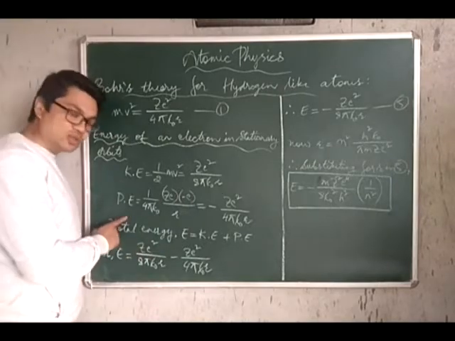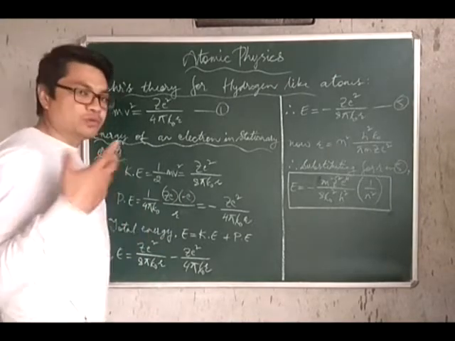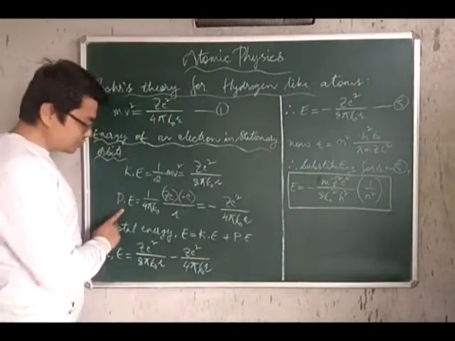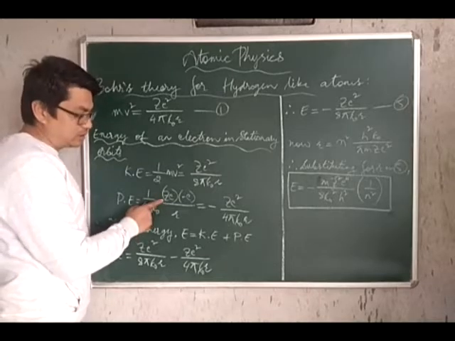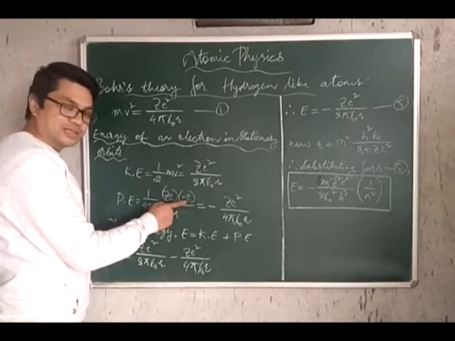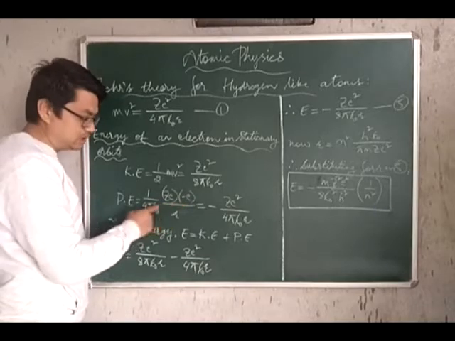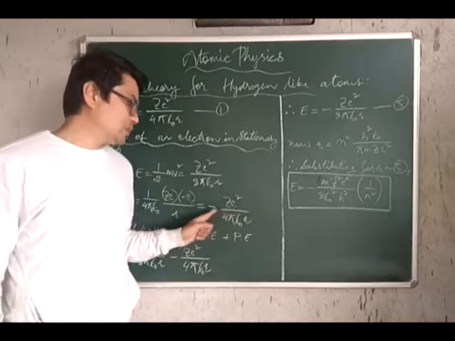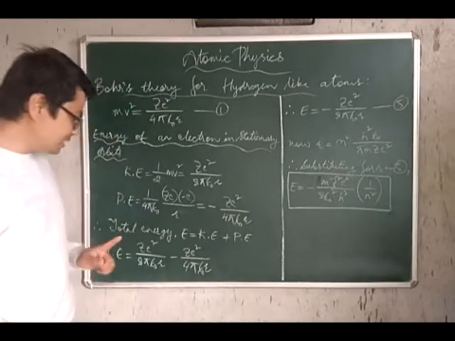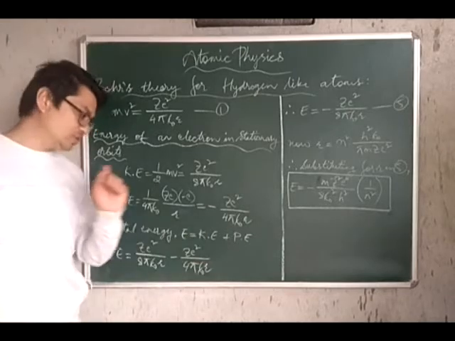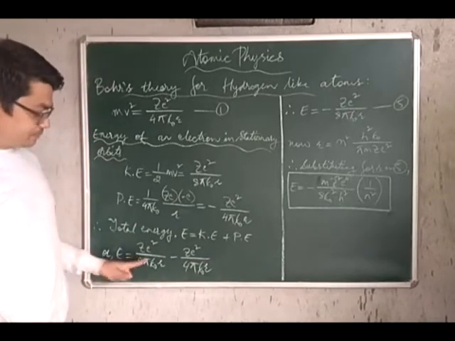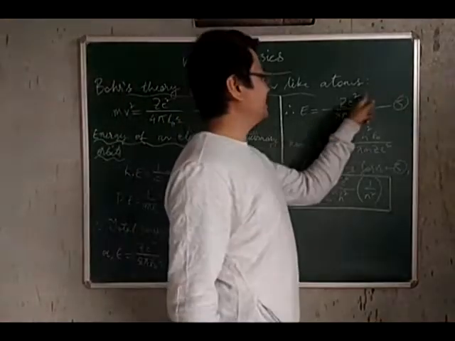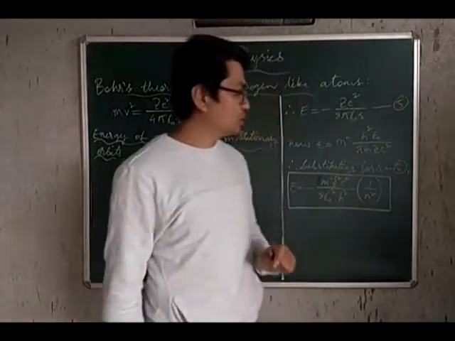Likewise, we calculate the potential energy. We have learned how to calculate potential energy in electrostatics itself. So, potential energy is 1 by 4 pi epsilon naught q1 q2 by r. Since this is a negative charge, the electron, it is minus e, divided by r, the distance. So the potential energy comes out to be minus ze squared divided by 4 pi epsilon naught r. And thereby, the total energy E is the sum of kinetic and potential energy, and it comes out to be minus ze squared divided by 8 pi epsilon naught r.